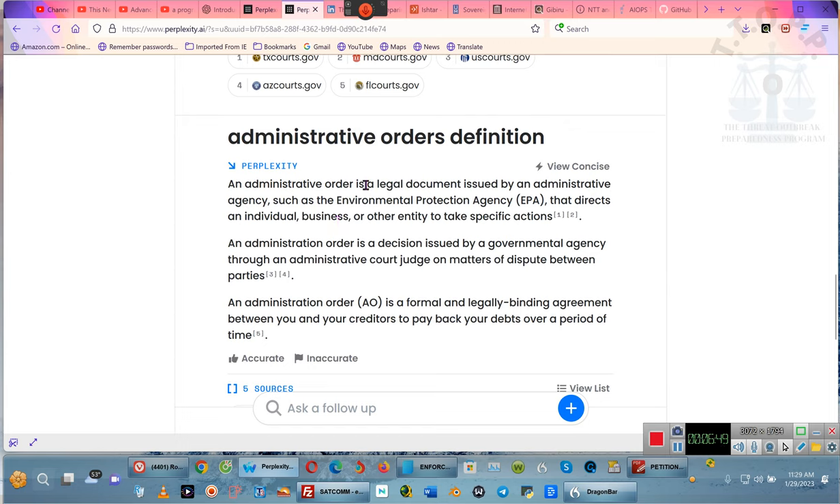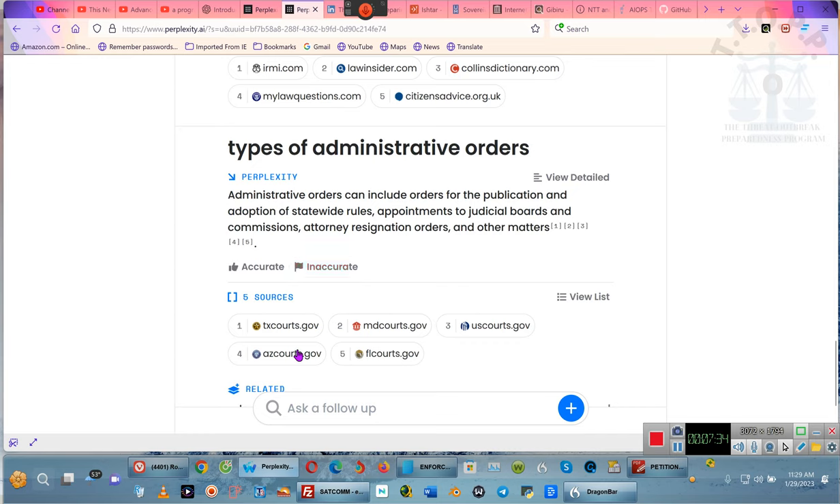Administrative order definition. An administrative order is a legal document issued by an administrative agency, such as an environmental protection agency, that affects an individual, business, or entity with specific action. An administrative order is a decision issued by a governmental agency through its administrative court judge, administrative judge, on matters of disputes between parties. An administrative order, AO, like the Administrative Office of the United States Court, is a formal and legally binding agreement between you and a creditor to pay back your debt over a period of time. An administrative order is a formal and legally binding agreement? Interesting, huh?